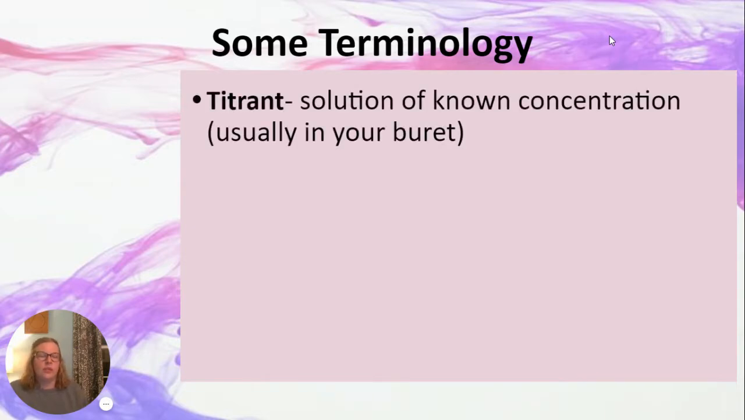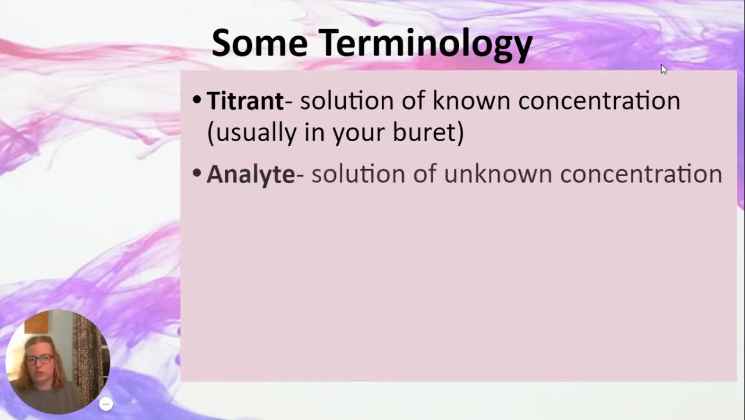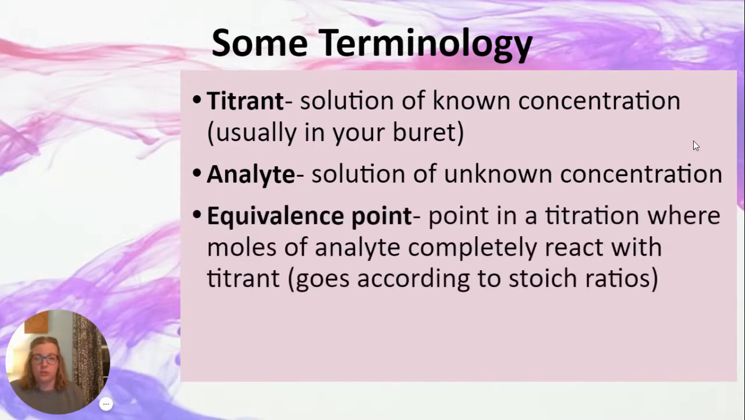The first thing we talk about is something called a titrant. The titrant is your solution of known concentration. And I would say 90% of the time, that's the thing that's going to go inside the piece of equipment that you use for the titration, which is called your burette. Sometimes you put your unknown solution into the burette, but most of the time it's your known concentration solution. Your analyte is the thing that you are trying to figure out the concentration for. So that is your solution of unknown concentration.